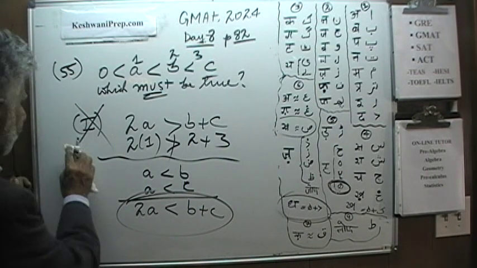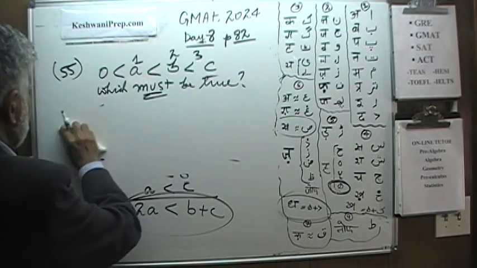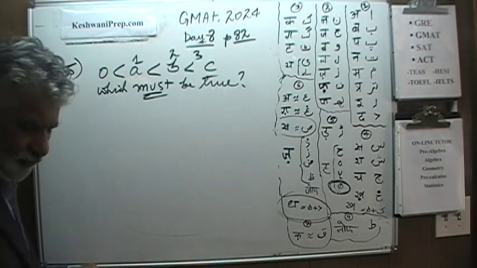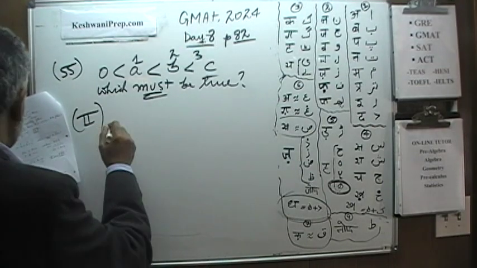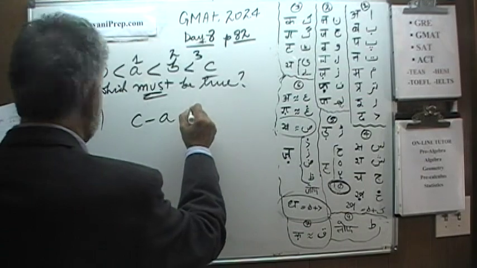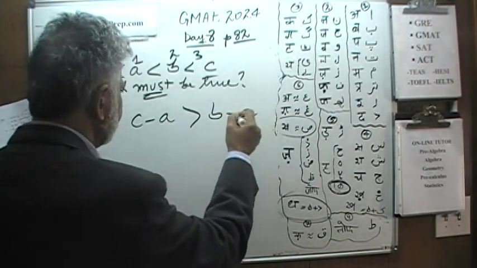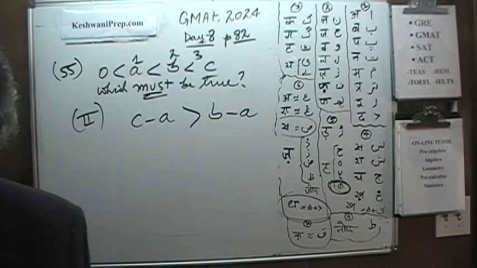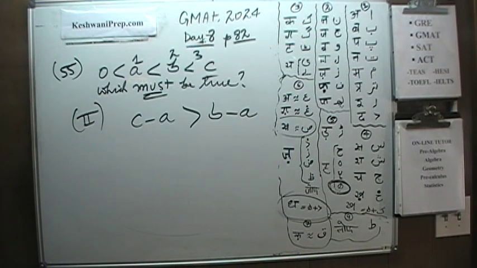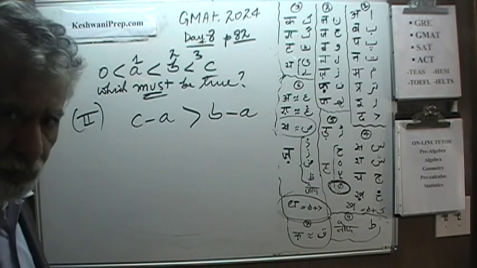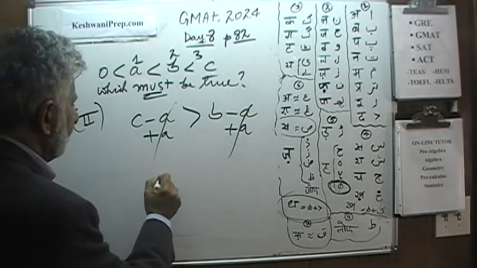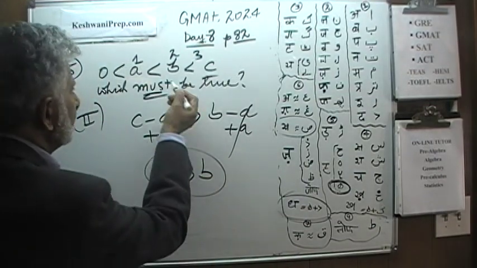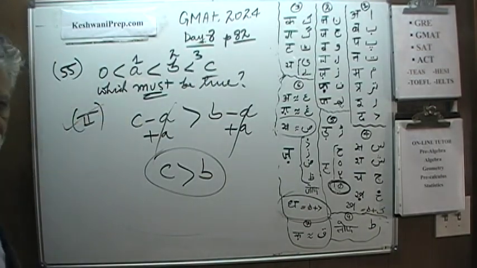Let's look at the second statement. Again, you do it yourself, okay? I didn't give you a chance to pause the video. The second statement claims that C minus A is greater than B minus A. Go ahead, do it yourself. There is nothing to do here. Just add A to both sides. And what we end up claiming is that C is greater than B, which of course is true. The second statement is true. No need to plug in numbers.